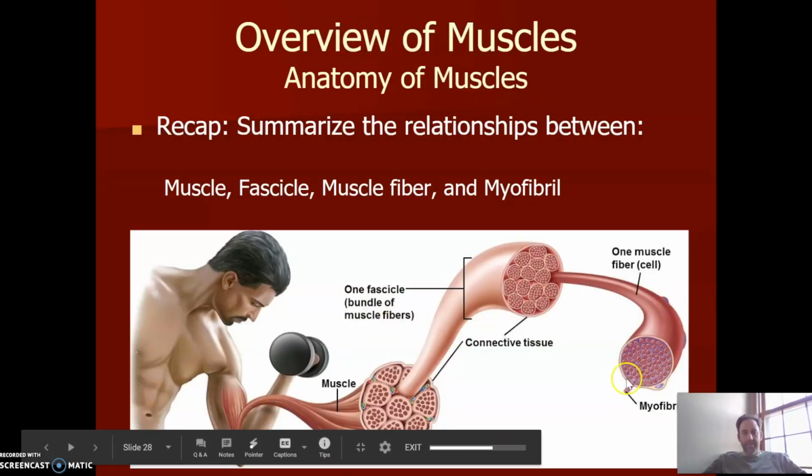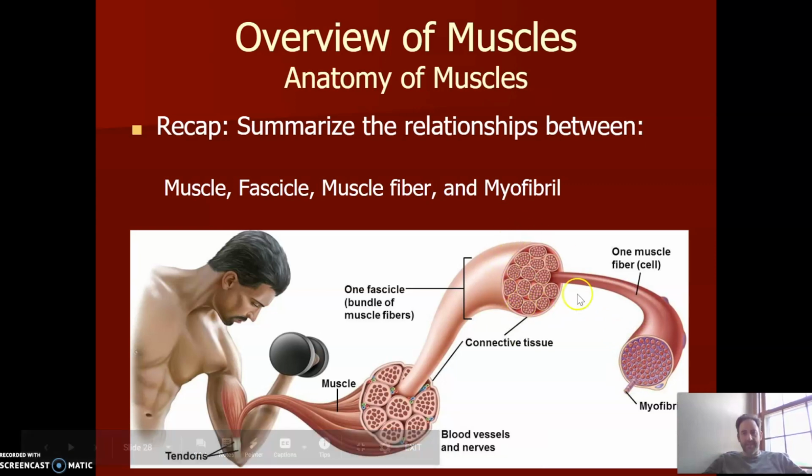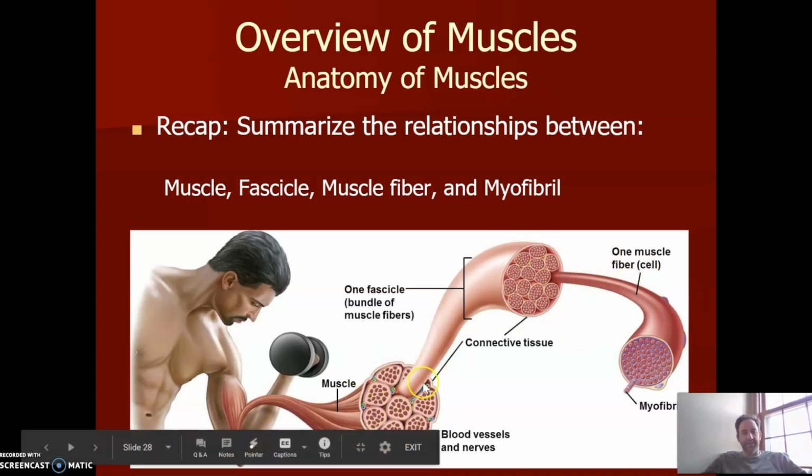So quick recap. Again, the spaghetti noodles are the muscle cells. We bundle those up into fascicles, and we bundle the fascicles into muscles.